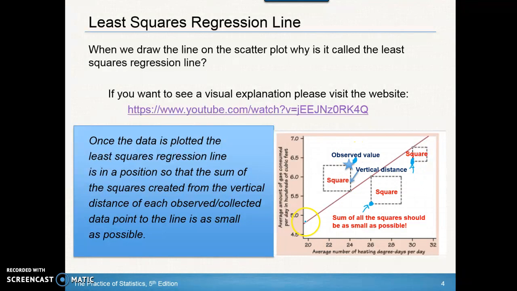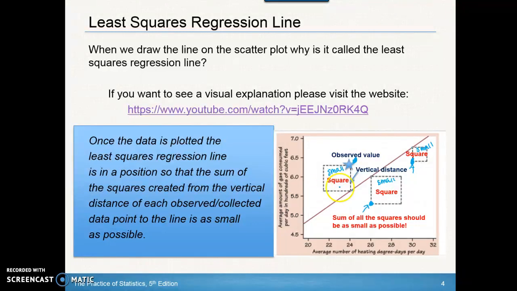Our goal, so how did your calculator come up with the least squares regression line? How did we get the equation of this line? The goal is to create a vertical distance from the observed value to the line. We're going to find that vertical distance, and then we're just going to make a square out of it. So from here, we take the vertical distance, make a square out of it. The vertical distance from here to the line, make a square out of it. The goal is to make these squares as small as possible. So I want to make every square as small as possible.